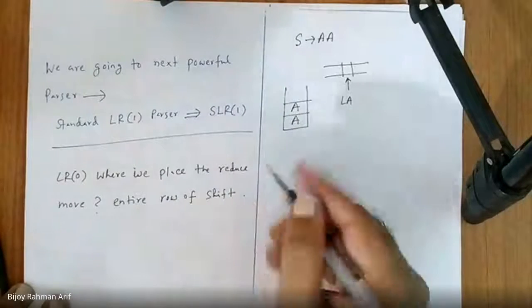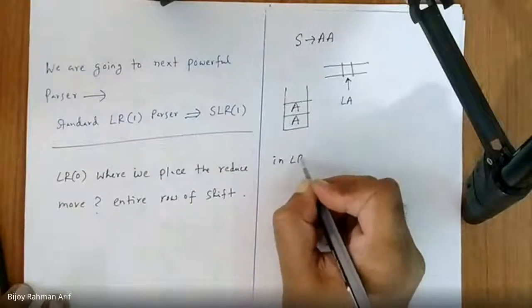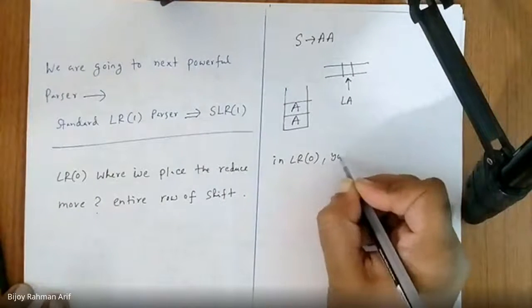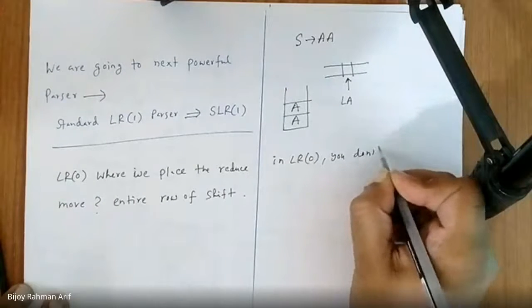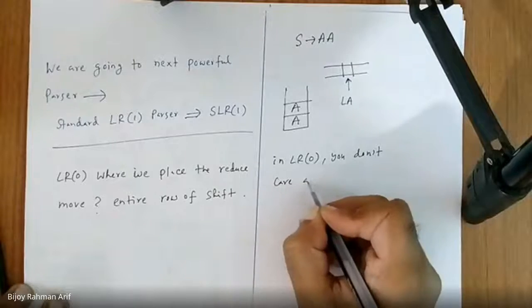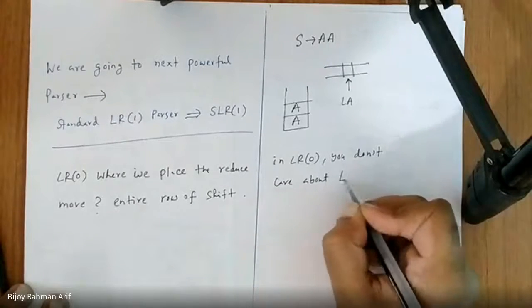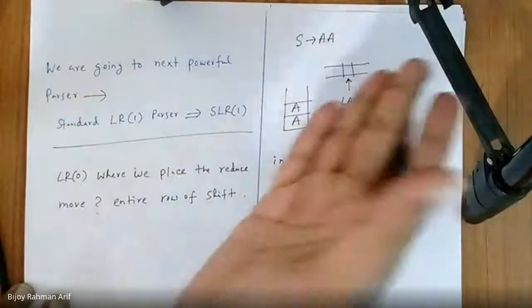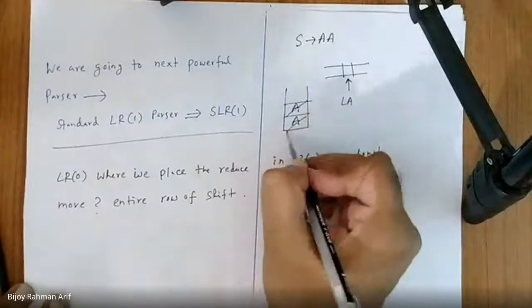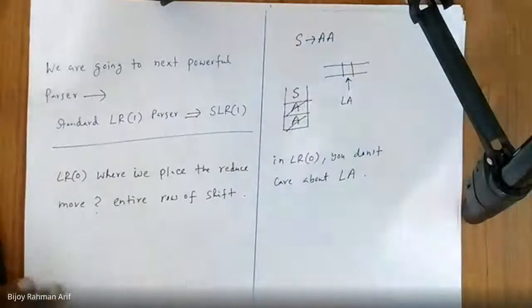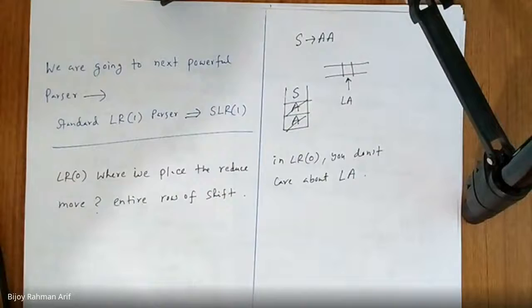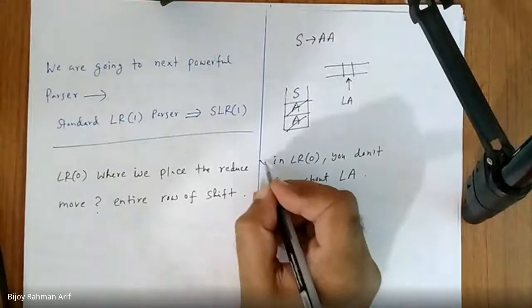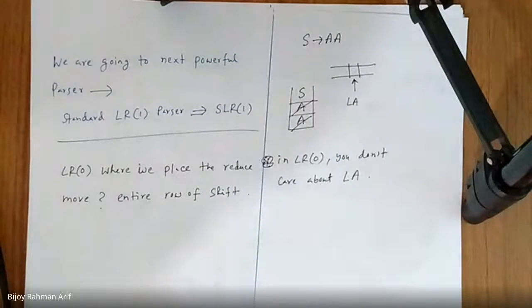In LR0, you don't care about lookahead. Am I right? You just blindly remove this AA and make it S. Is it a logical move? You don't care about lookahead. That side is 0. Now, is it a logical move?